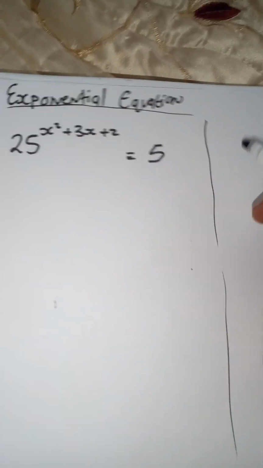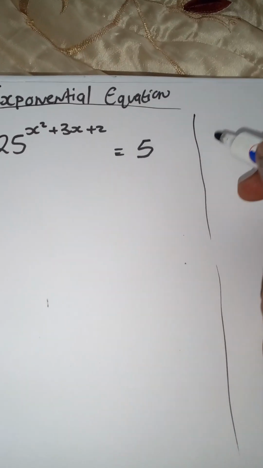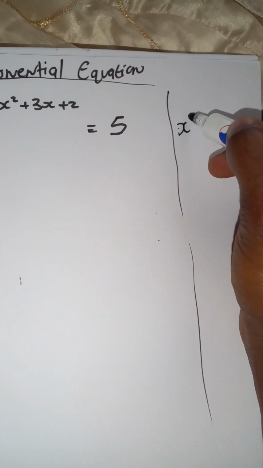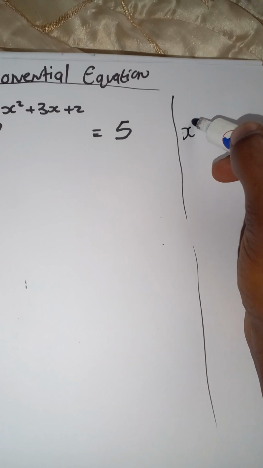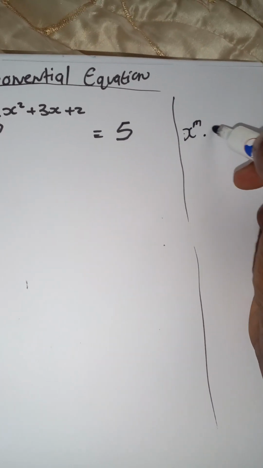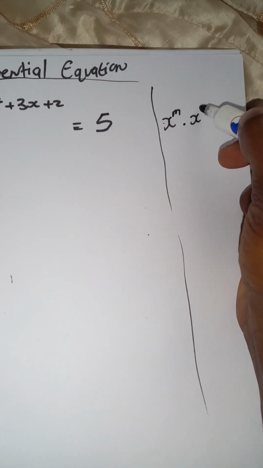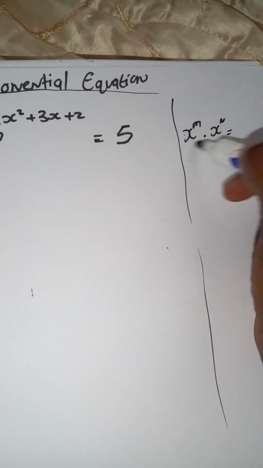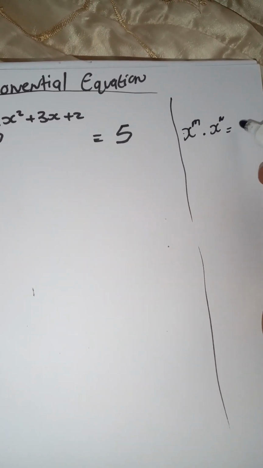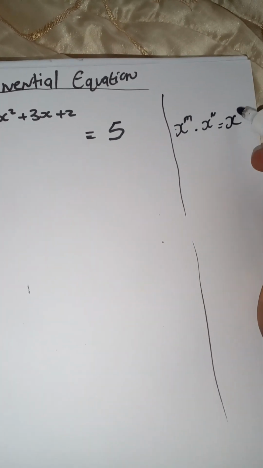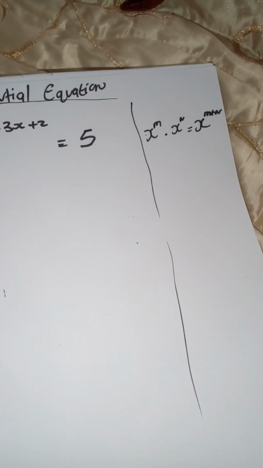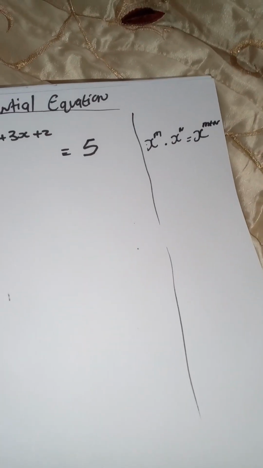the ones that are common, the laws of indices, guys. The laws of indices, you must remember. If you are given x to the power of m multiplied by x to the power of n, you know that when the bases are the same, when multiplying exponents, you simply add only the exponents. That one is a common law for indices.